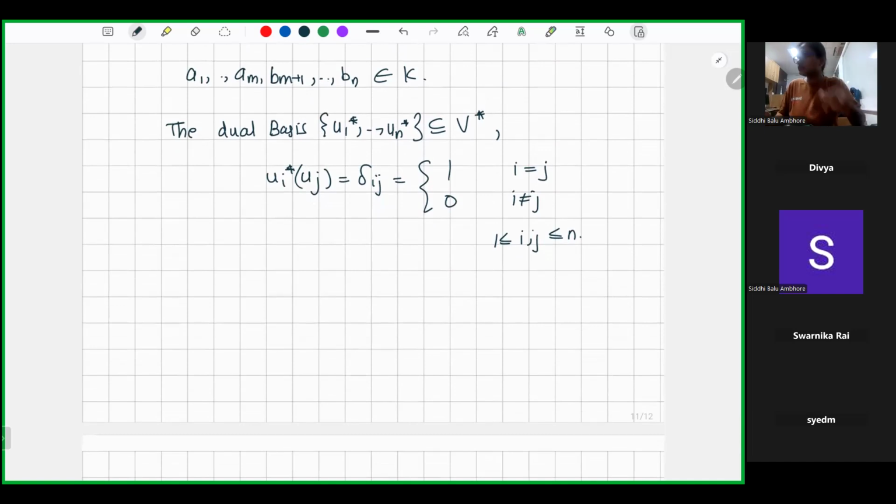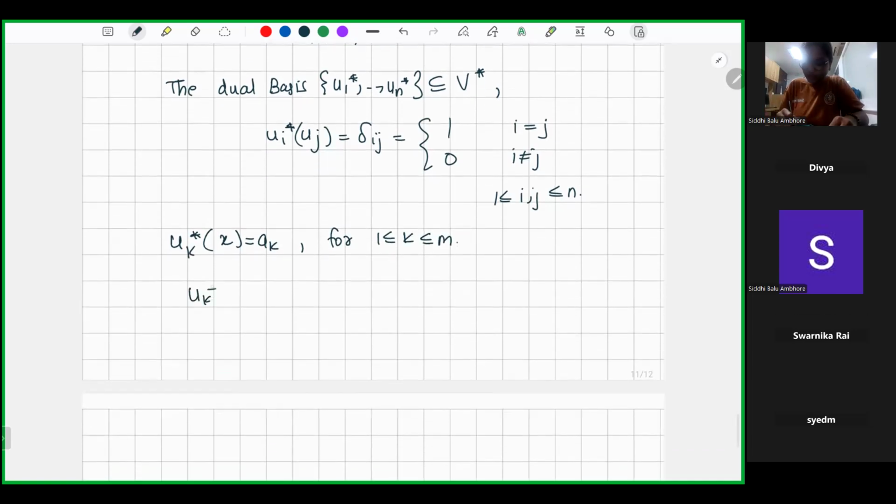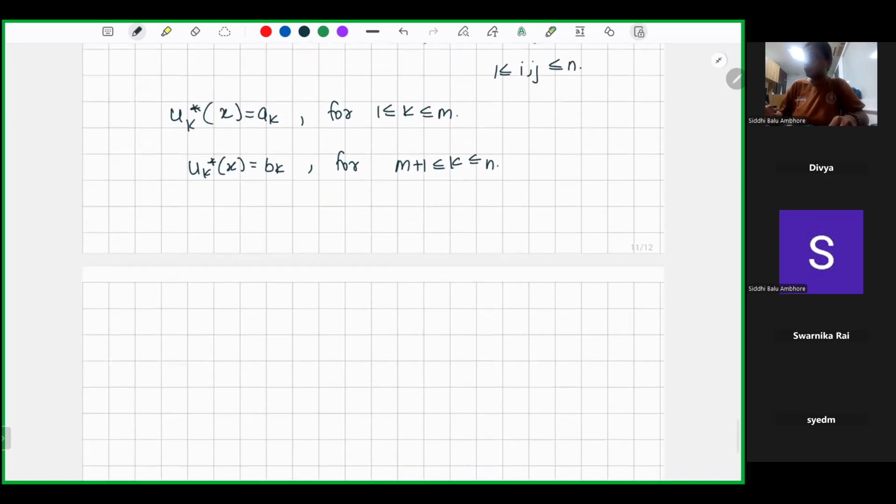And then uk star of x will be ak for 1 less than or equal to k less than or equal to m, and uk star of x will be bk for m plus 1 less than or equal to k less than or equal to n. And now we need to show that bm plus 1 to bn are all equal to 0 if and only if x belongs to U.